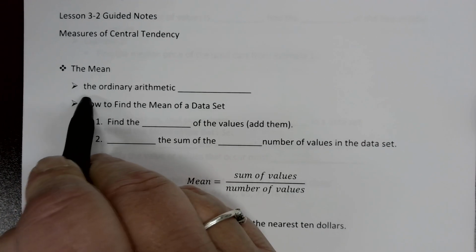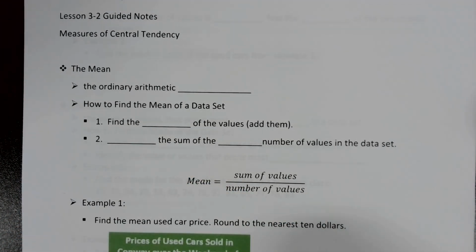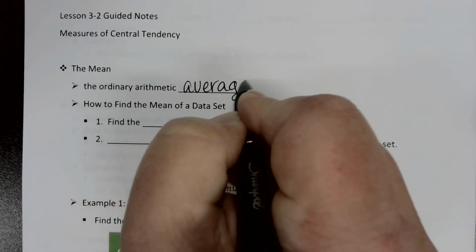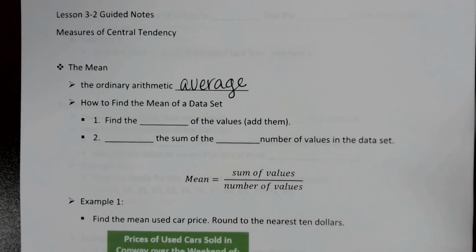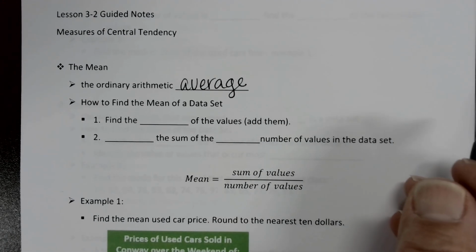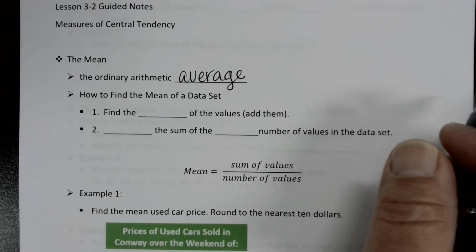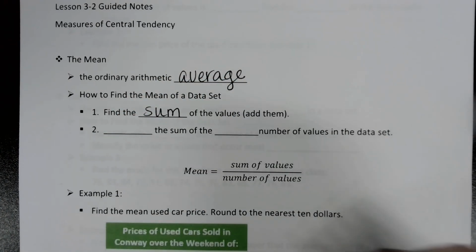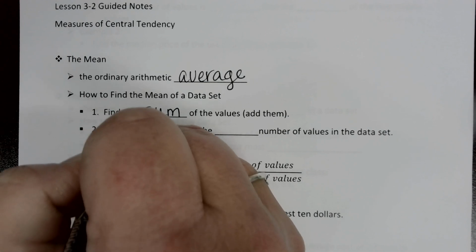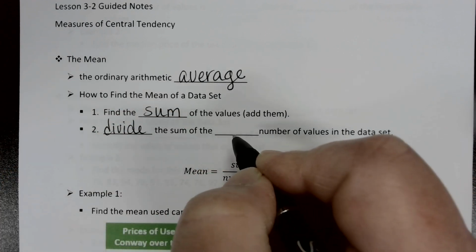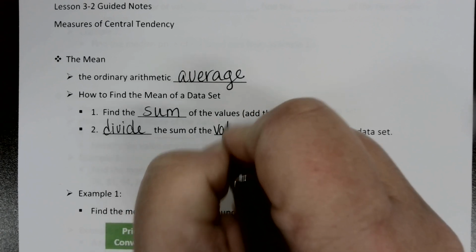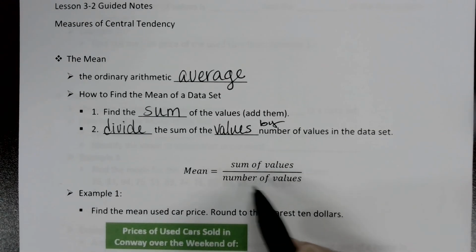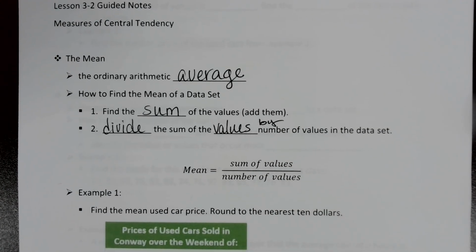This is just the ordinary arithmetic average. Add them all up, divide by how many you've got, just like if you were trying to figure your grade. Okay? And then how you find that mean is you find the sum of the values, and then you divide the sum of the values by the number of values in the data set. So here's a little formula, right? So example 1.